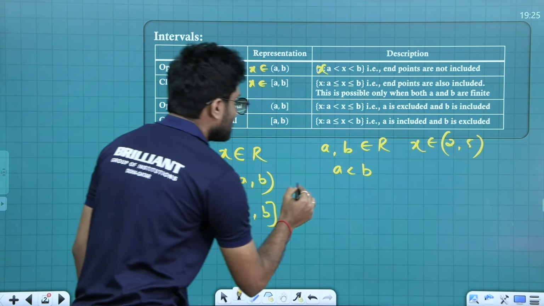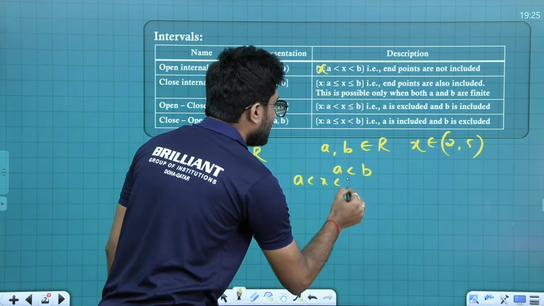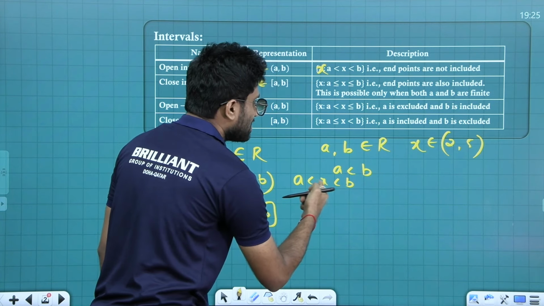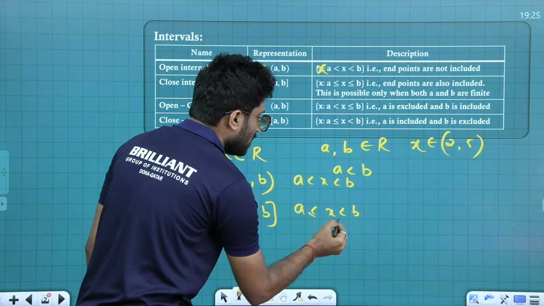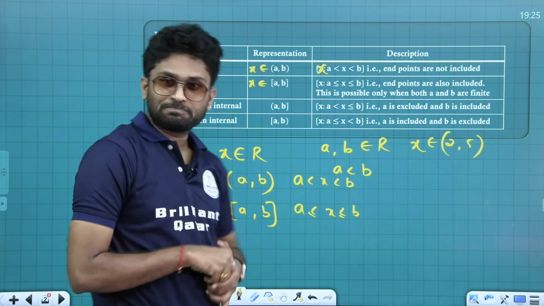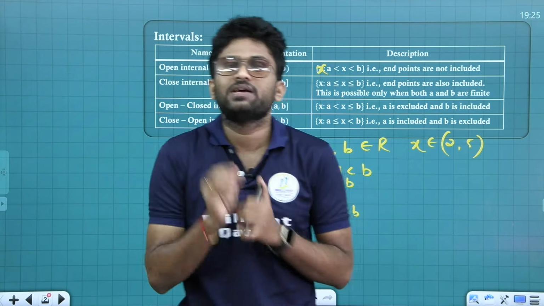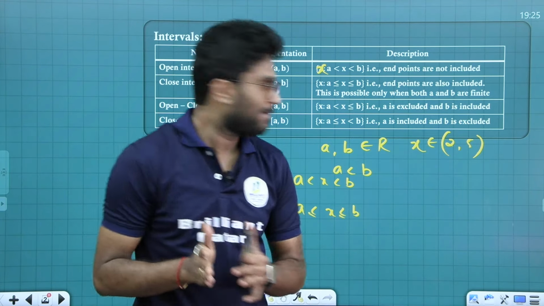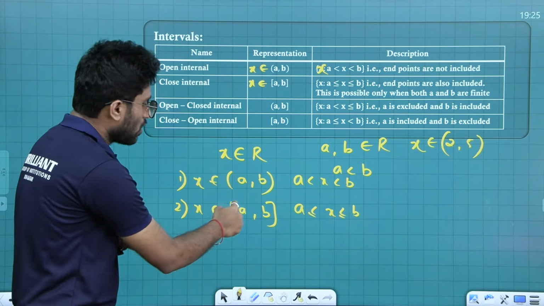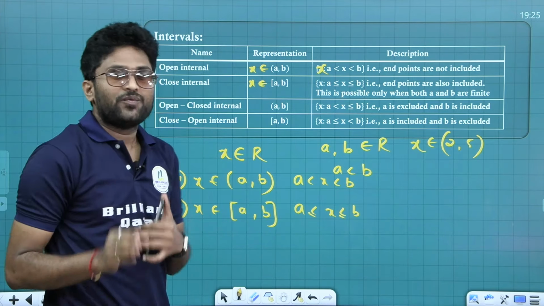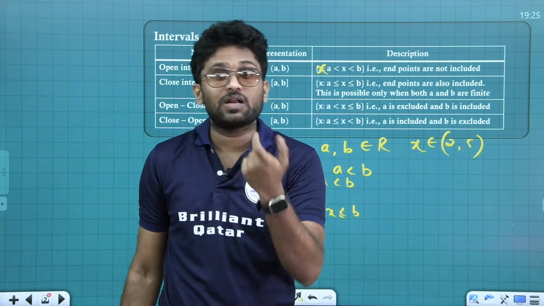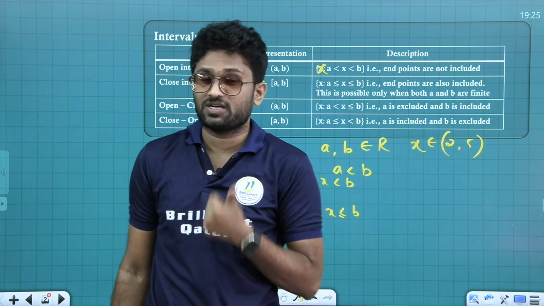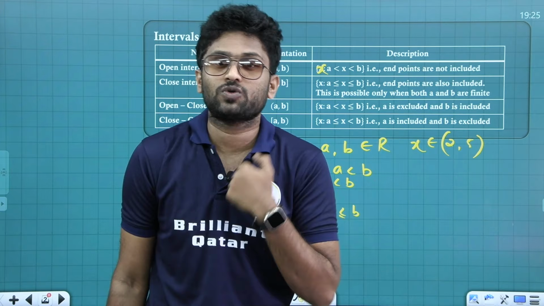In the first case, that's the reason I kept only inequality, a less than x less than b. But in this second case, apart from inequality, I also include equality. So, if I say x belongs to closed a comma b, whenever we have closed brackets, make sure that along with inequality, equality also has to be mentioned. That means even endpoints also should be included.